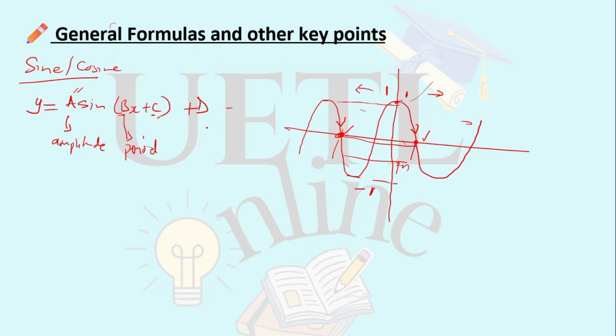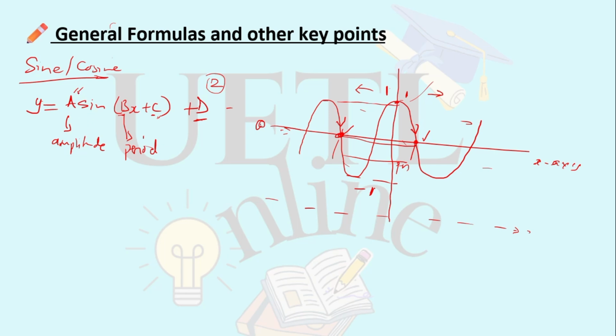Then this d is going to affect the midline on the cosine and sine graph. In this case the midline is 0, right? You know that it's the x-axis. But if this d becomes 2, this means that the midline is going to be 2, and the x-axis is going to be here. So make sure you understand that. This was the general rule.